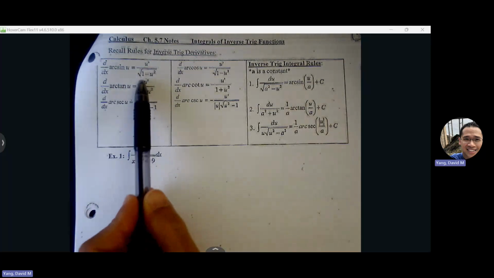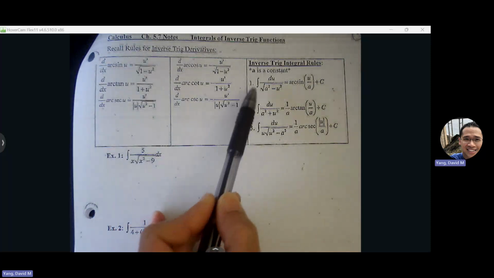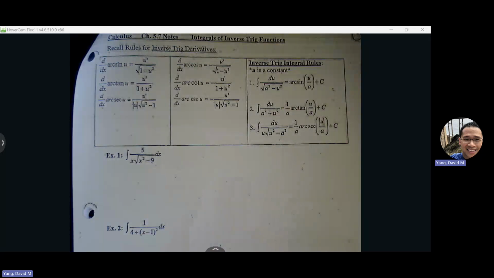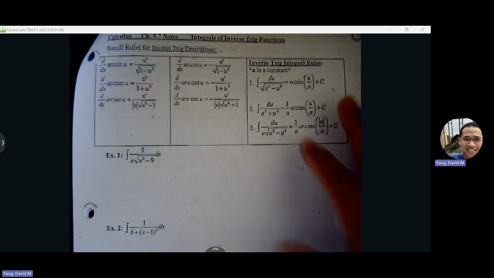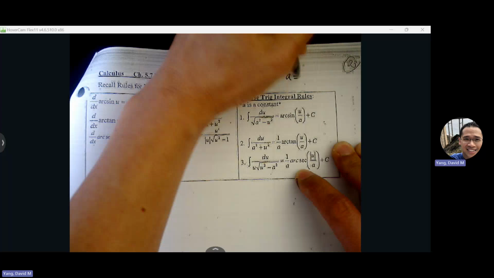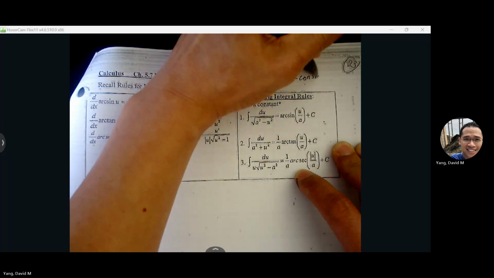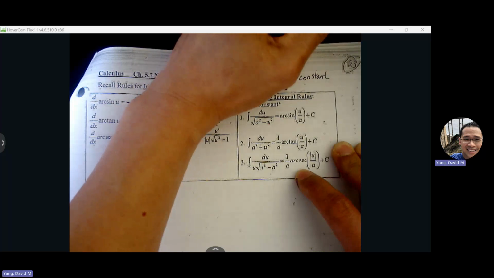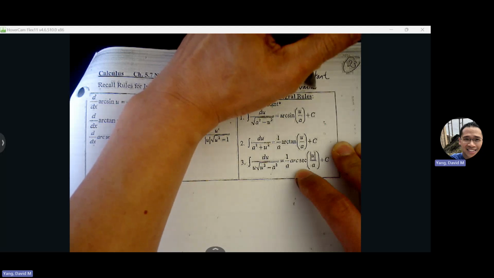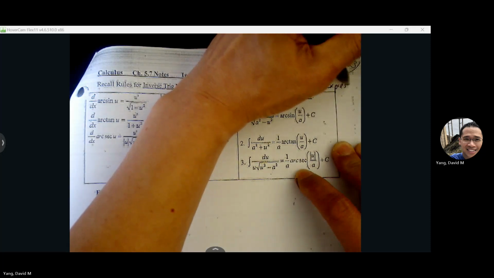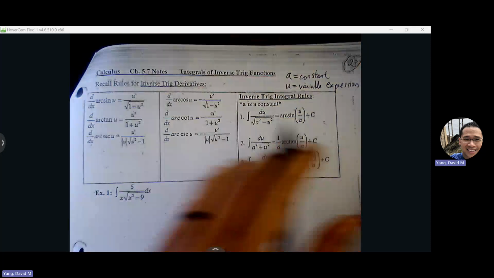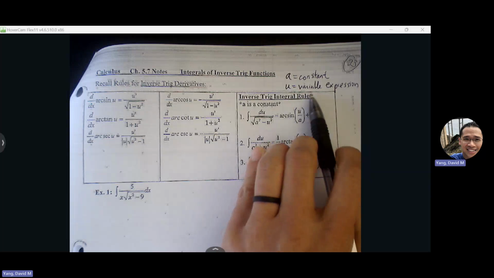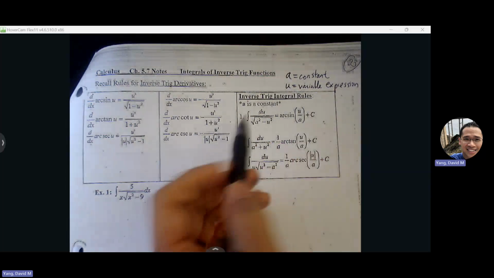we may not have a 1 involved. If we don't have a 1 involved, that's going to be our A value. So let me define a couple of things here. Your A is your constant. And then your U is your variable expression. So whatever has a variable in it is involved, whatever has the variable is going to be involved with your U. Whatever is your constant is your A.